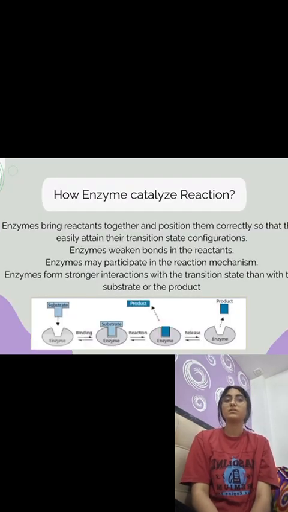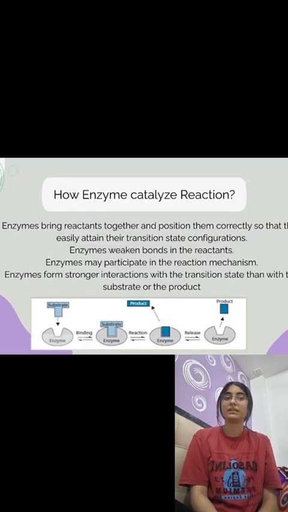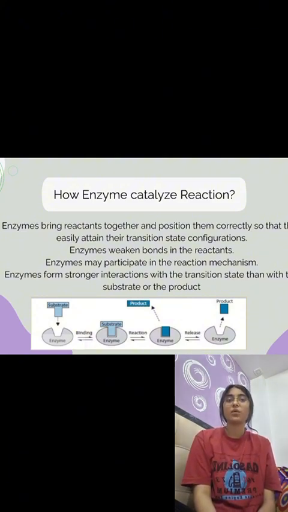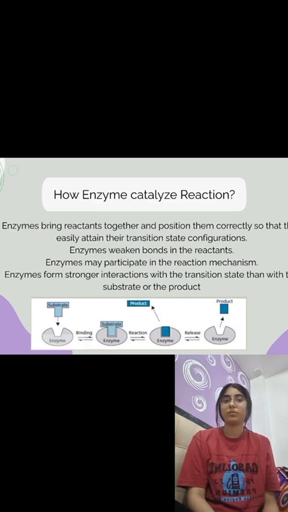How do enzymes catalyze reactions? Enzymes bring reactants together and position them correctly so that they easily attain their transition state configuration. Enzymes weaken bonds in the reactants. Enzymes may participate in the reaction mechanism. Enzymes form stronger interactions with the transition state than with the substrate or the product.